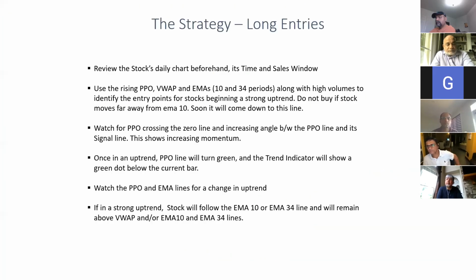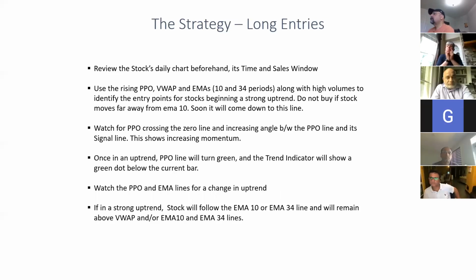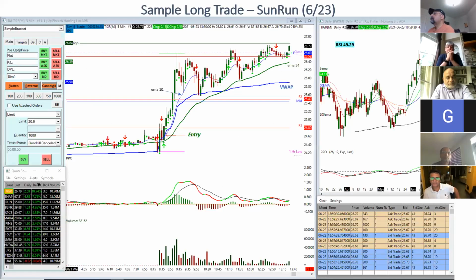Then the strategies for long entries. Now this again has quite a bit of wording, so I'm not going to read everything. In fact, I'm going to go to a chart and then explain it there. That might be helpful. So next, this is a sample long trade for a company known as Sunrun on 23rd of June, which is just 4 days ago, maybe Wednesday.